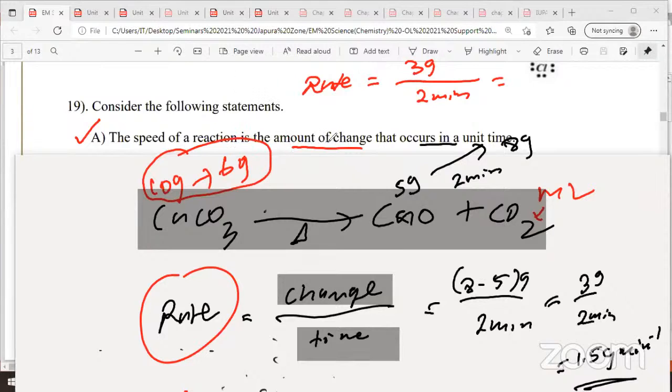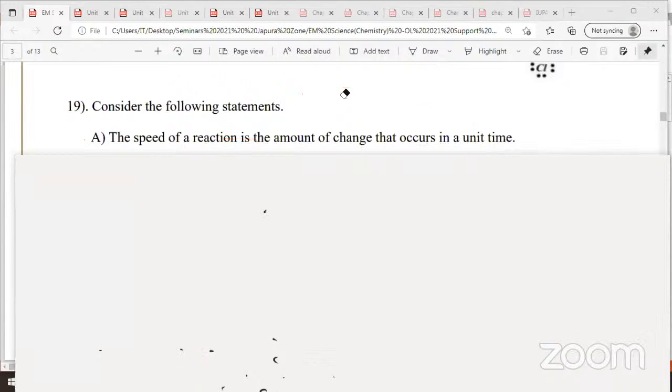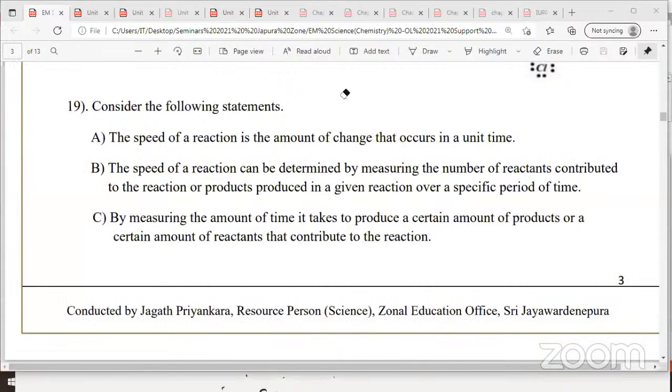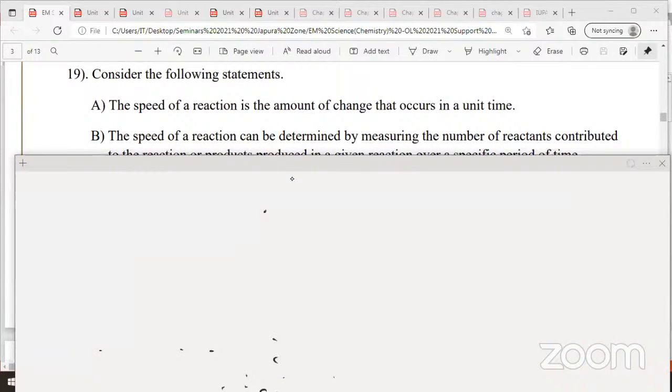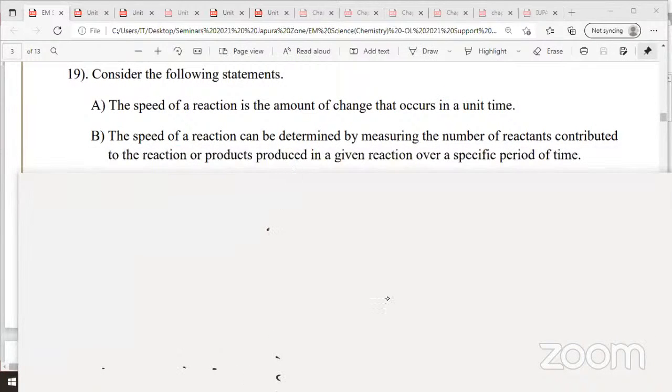The speed of the reaction is the amount of change. The speed means the rate, how fast it is happening. Right, now I'll erase the screen. Next one. Then see statement B. The speed of a reaction can be determined by measuring the amount of reactant used.